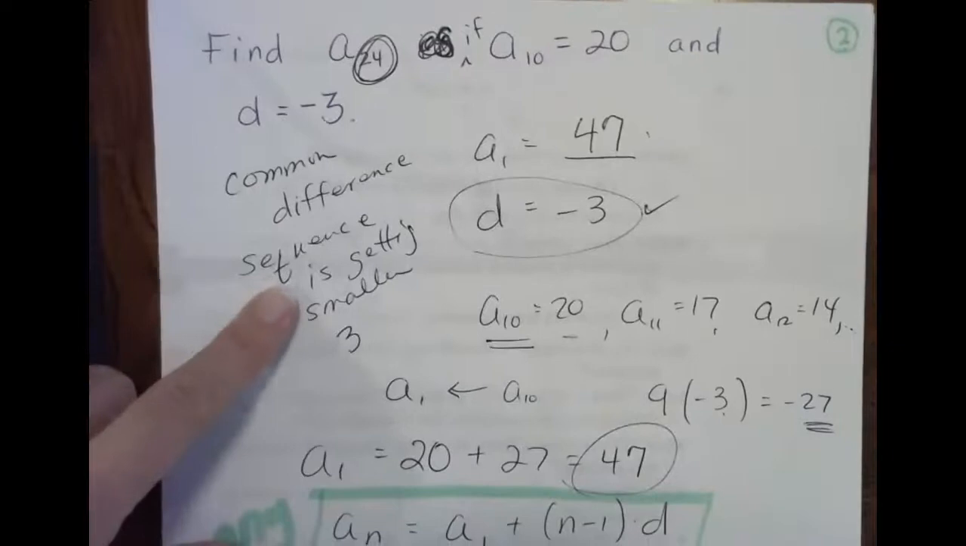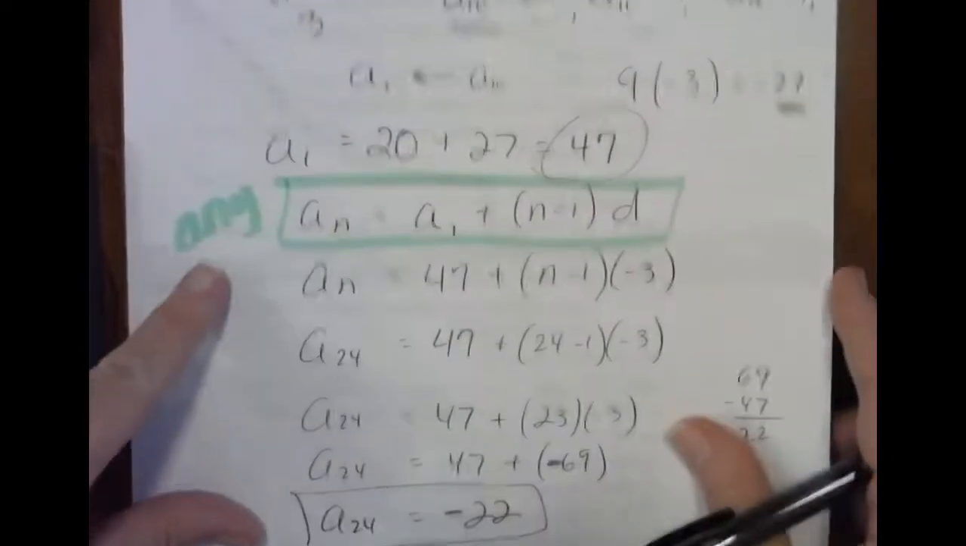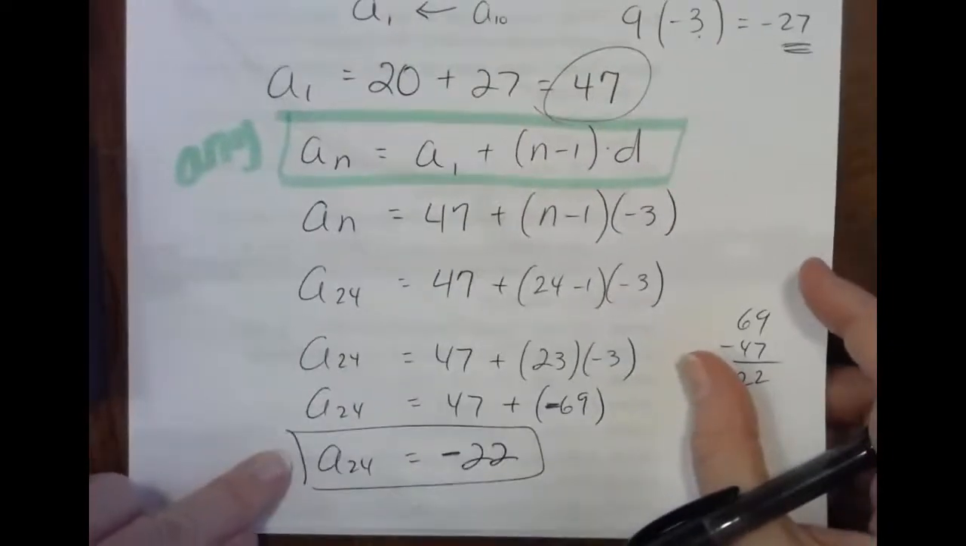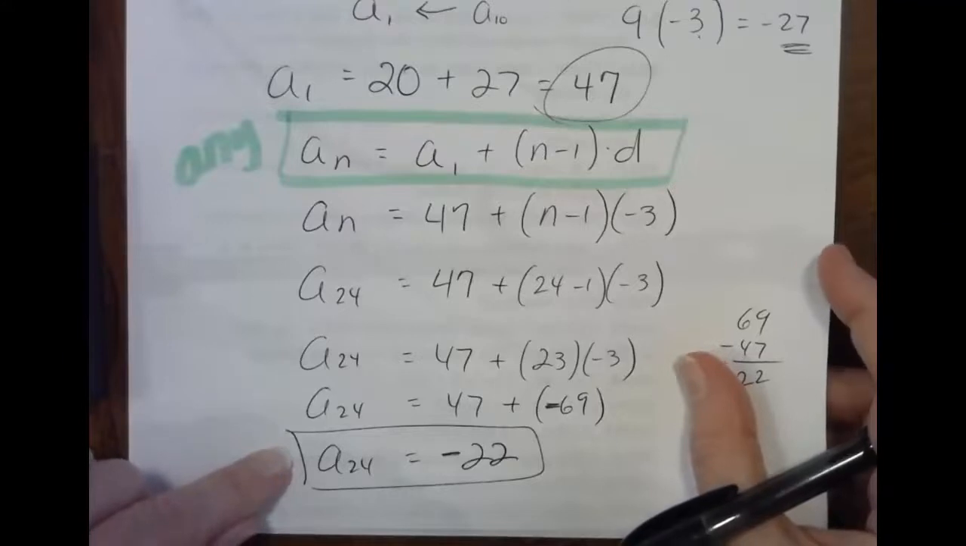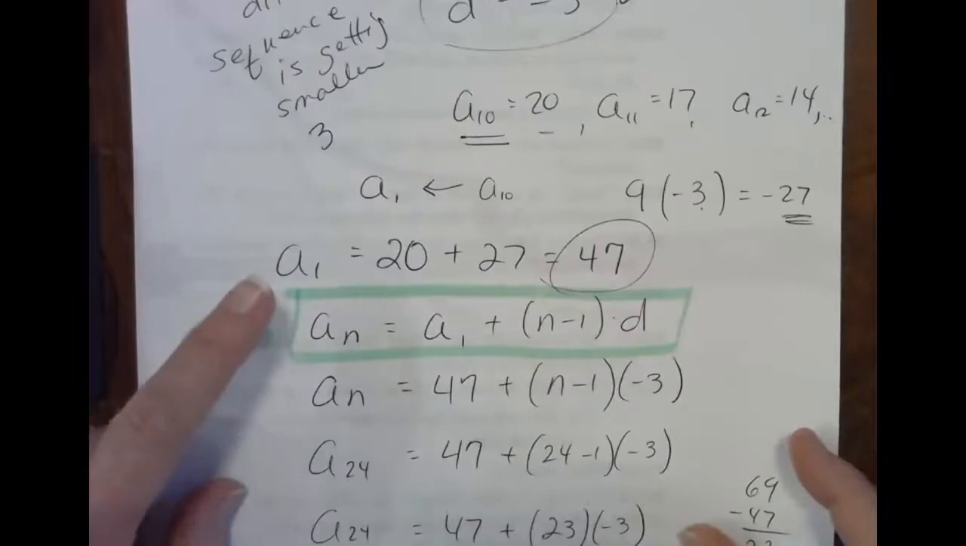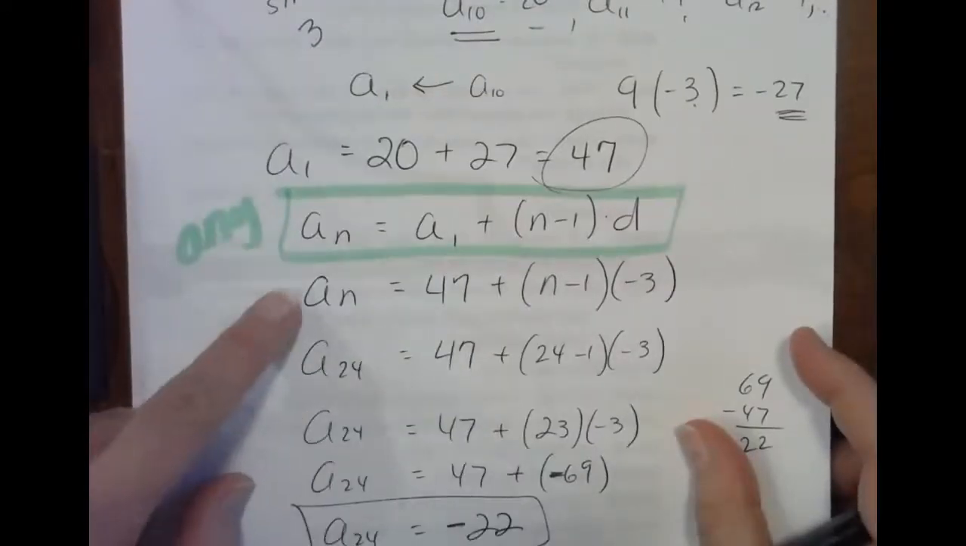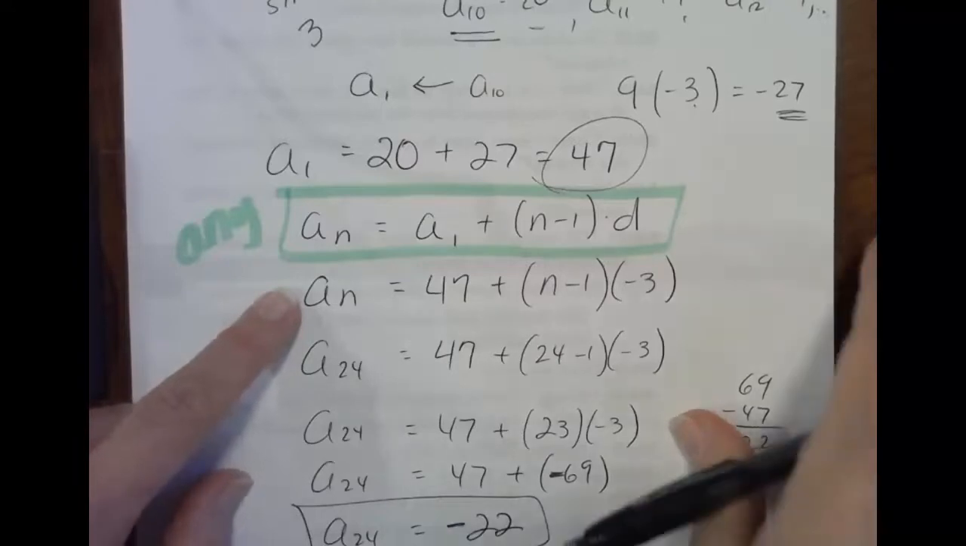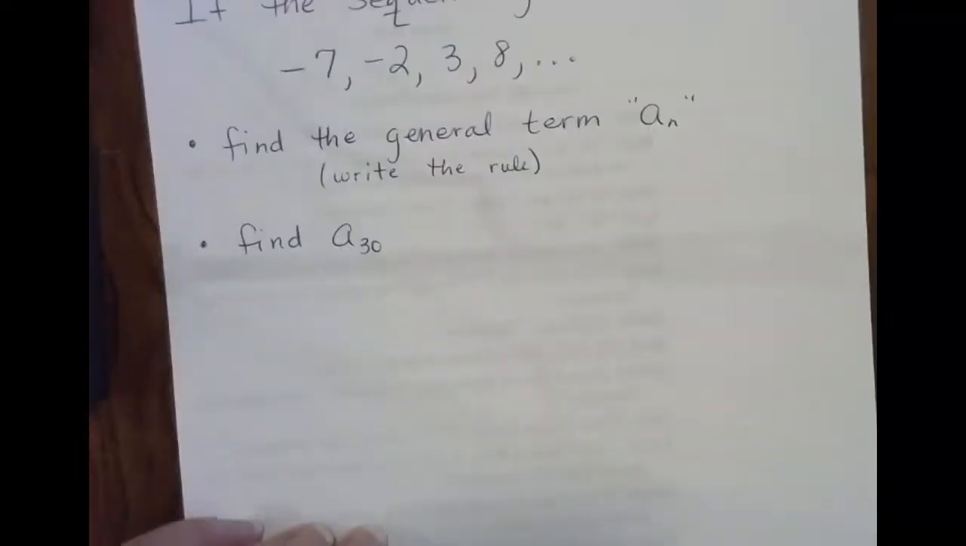So a sub 24 is negative 22, which makes sense because once again, if our common difference is negative 3, our sequence is getting smaller by 3 every time. So 24 jumps down the line, we will be at negative 22. This is the answer, but this is the formula, and this right there is the general rule.